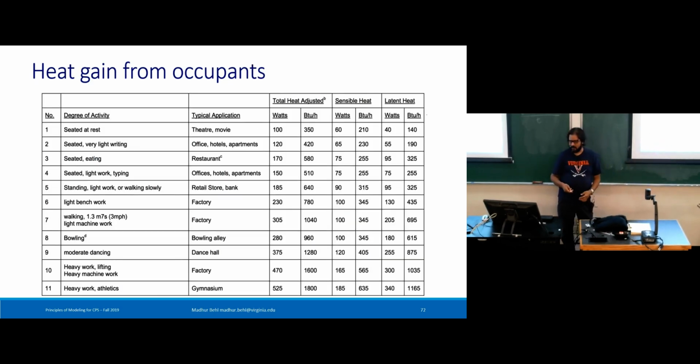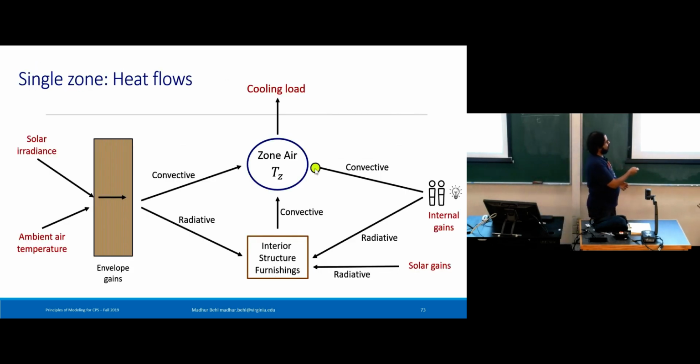Essentially, if you are seated at rest, which we all are right now, unfortunately, this is not a theater or a movie, but this is what we are doing, each of you is like a 100-watt bulb right now, according to ASHRAE. Based on the activity, you can just pick some watt per meter square or watt per occupant, and that becomes your internal gain. Not only that, you can break it into internal gain which is convective and radiative, or sensible and latent, because we have both components.